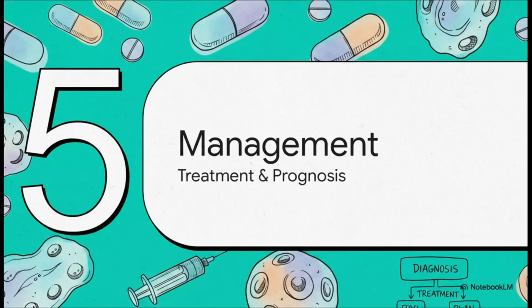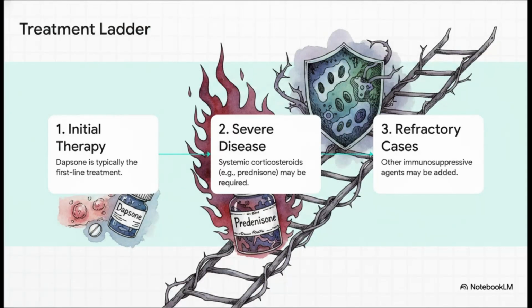So you've done the work. You've confirmed your diagnosis of LAD. Now what? What's the management plan? And what can you tell the patient to expect? Treatment is usually a step-by-step approach. We start with the first-line therapy, which is often a drug called dapsone. If the disease is really severe or it's just not responding, we step it up to systemic corticosteroids, like prednisone, to get that inflammation under control. And for the most stubborn, tough cases, we might need to bring in even stronger immunosuppressive agents.